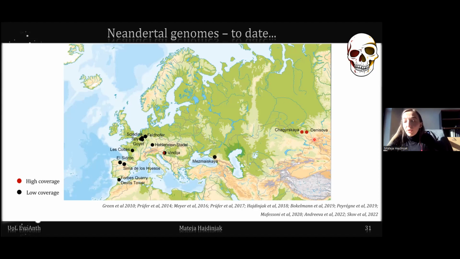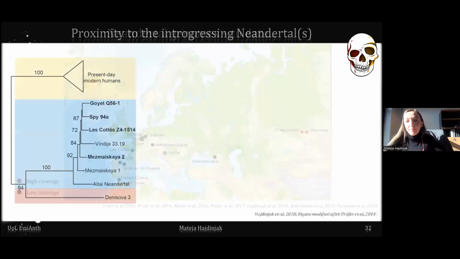And we have a number of low coverage Neanderthal genomes. These genomes are quite important, not only in our understanding of the population history and the dynamics between these different Neanderthal groups, but also in looking at the interactions between Neanderthals and modern humans, and in trying to disentangle which of these Neanderthal populations would be the closest one to the one or ones that have contributed their ancestry to the ancestors of all present-day non-Africans.